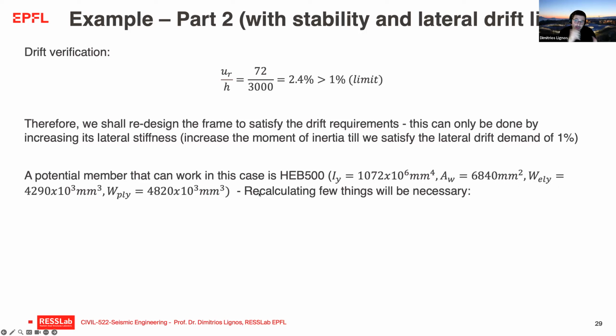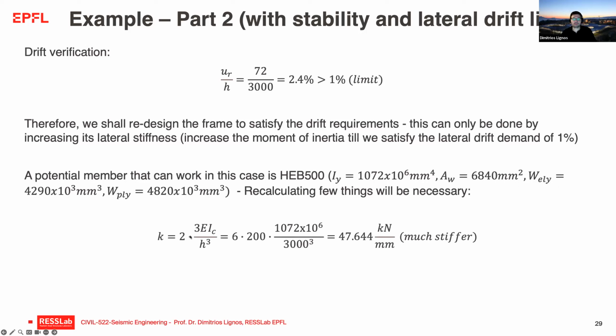So because I'm going to change the member, I will have to recalculate a few things. The first one is going to be the stiffness, and in particular, the stiffness computation here is going to have to use now this moment of inertia. So my stiffness now with an HEB 500 is going to be 47.6 kilonewton per millimeter, which is clearly much stiffer than the 5 kilonewton per millimeter that I calculated for an HEB 240.